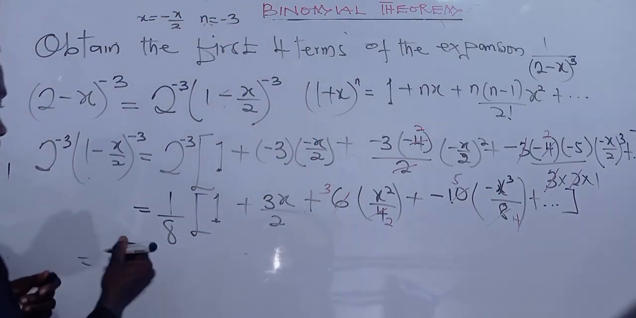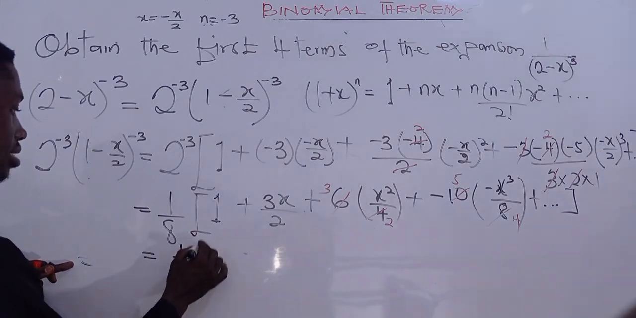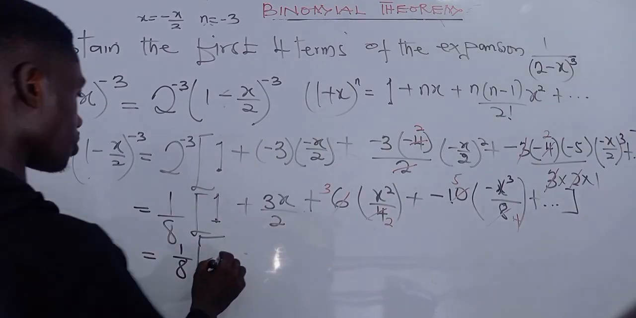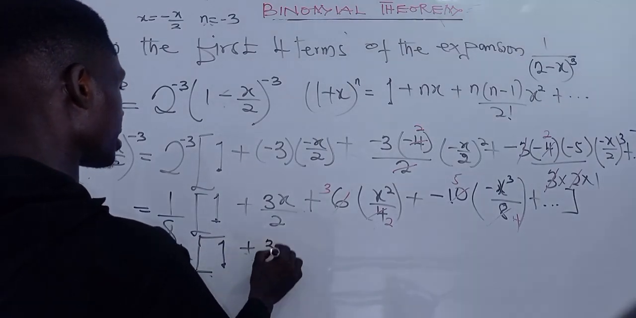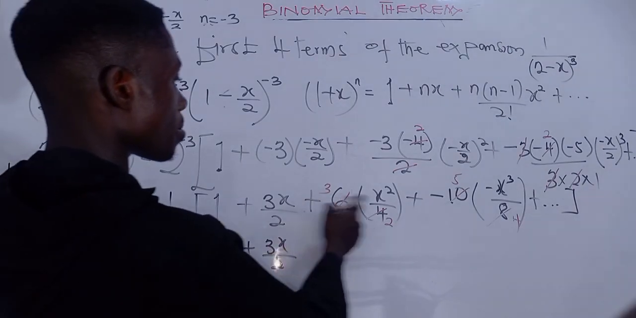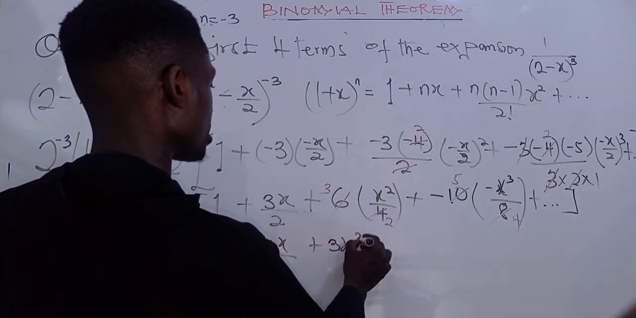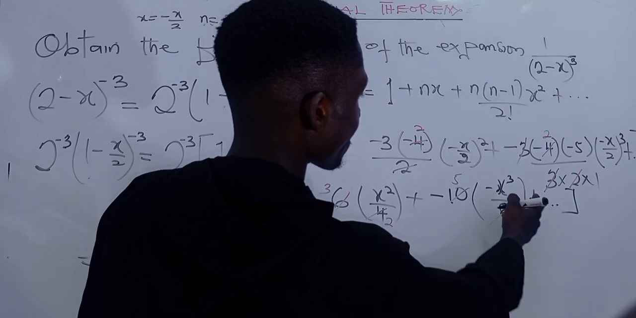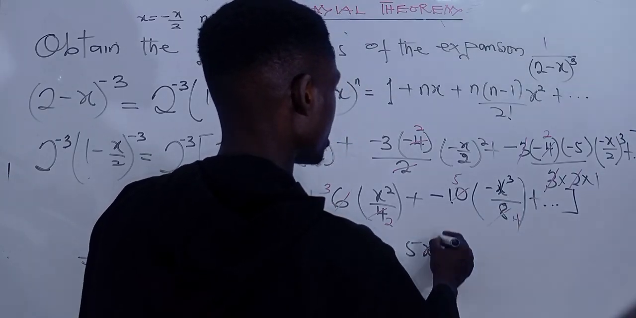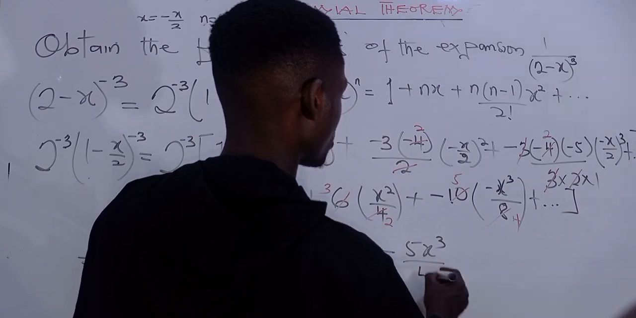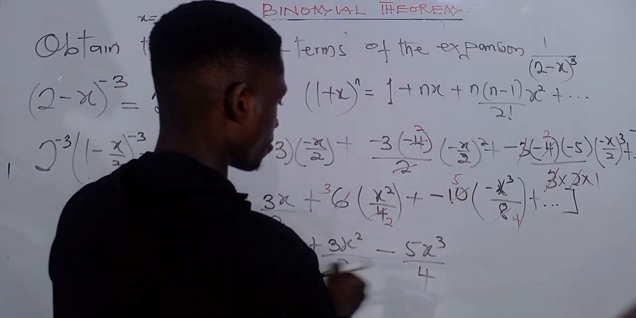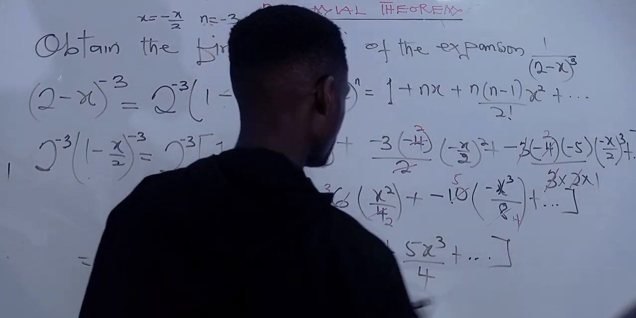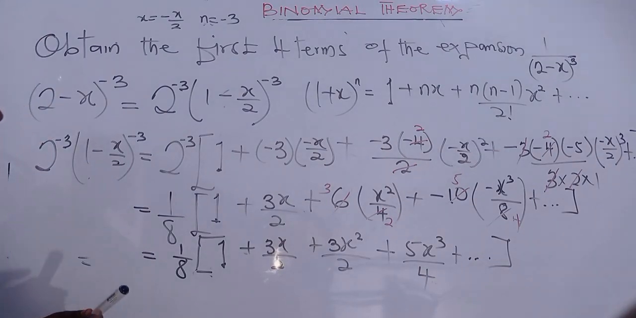So let's write them below. So we have 1 over 8, then 1 plus 3x all over 2, and then we have plus 3x squared all over 2, minus 5x cubed all over 4. So we have minus minus, we have positive. And then we have plus. So we have the final expansion.